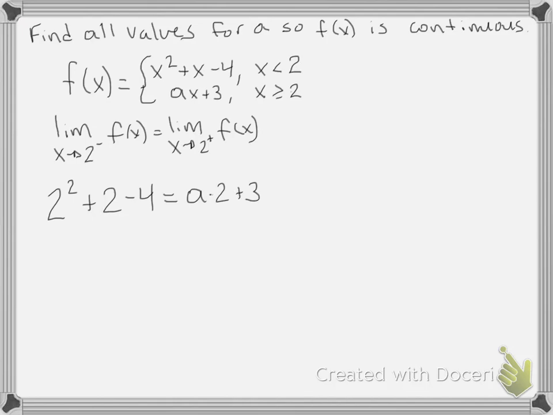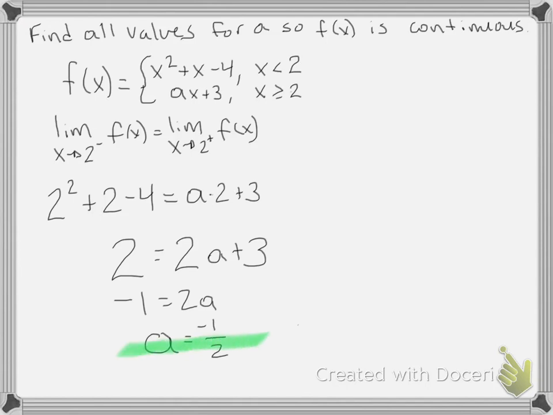2 squared is 4, plus 2 is 6, minus 4 is 2, so this left side ends up equaling 2. The right side, we have 2a plus 3. Well, that's a very, very easy algebra equation to solve. We can subtract 3 from both sides and then divide by 2. And that tells me that a has to be equal to negative 1/2.